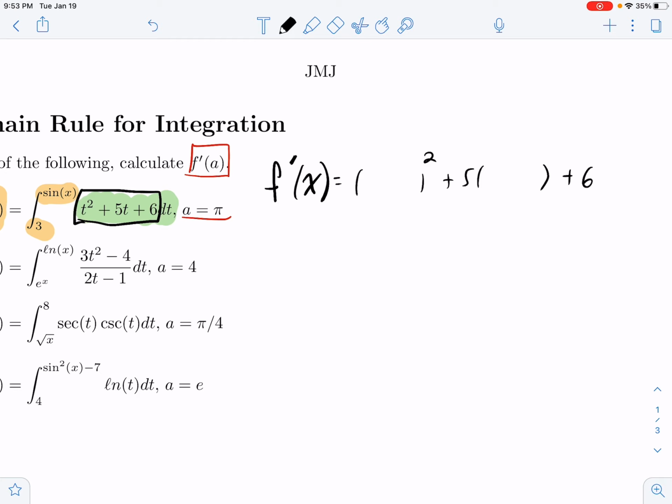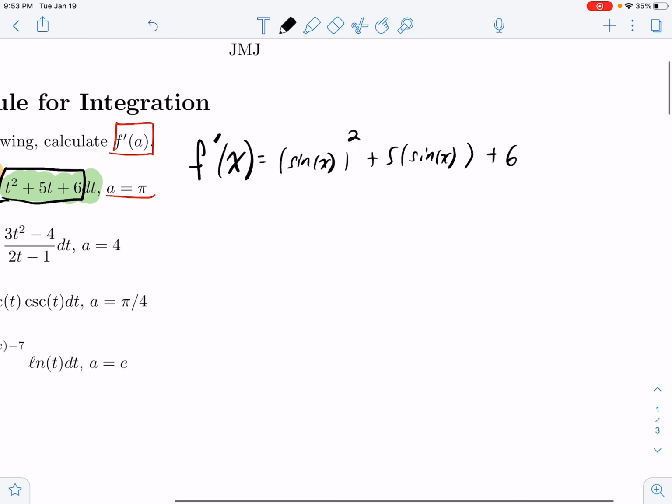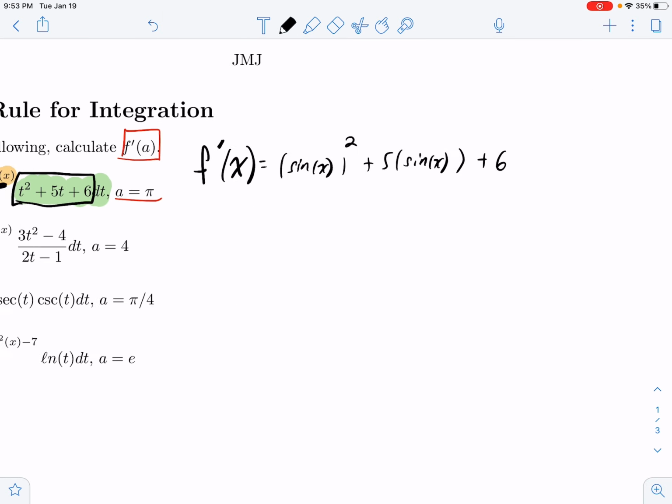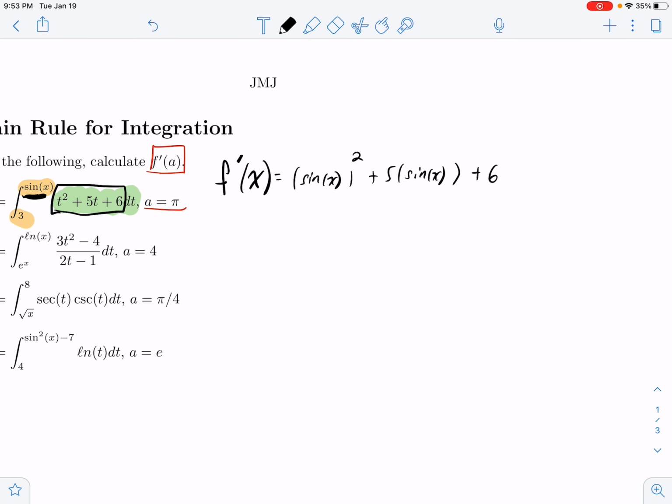All right, so instead of t's, I have parentheses. And what do I plug in? I actually just plug in my function. So this is sine of x, sine of x. And then I multiply by the derivative of the thing that's floating around in the bound of the integral. So the derivative of sine x is cosine of x. So there's f prime of x for this problem.